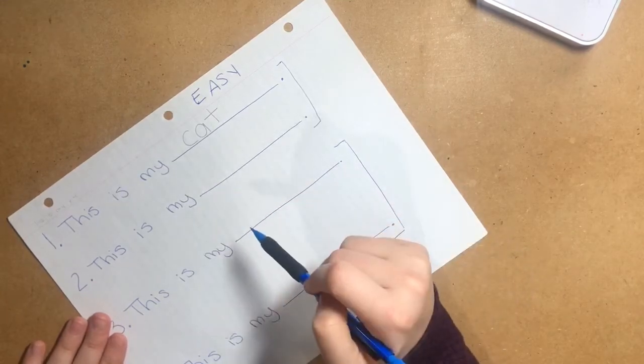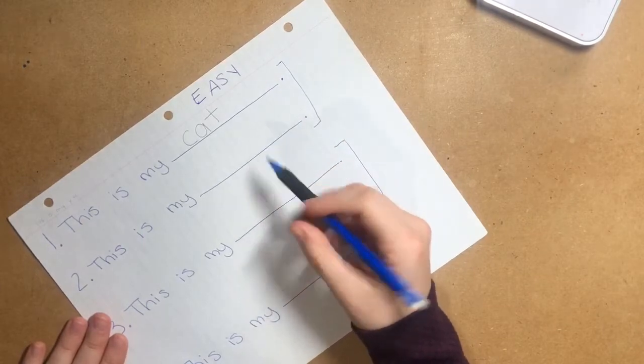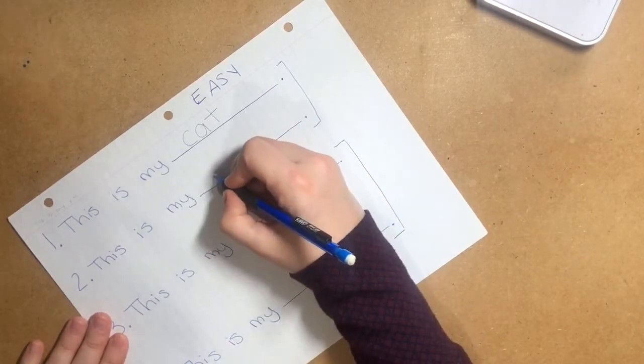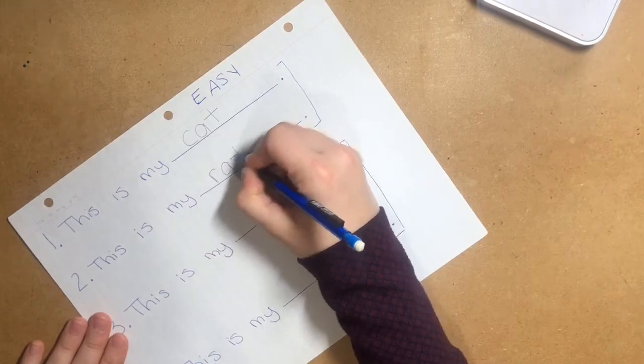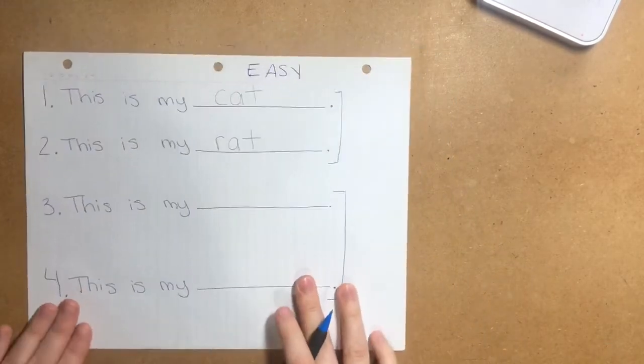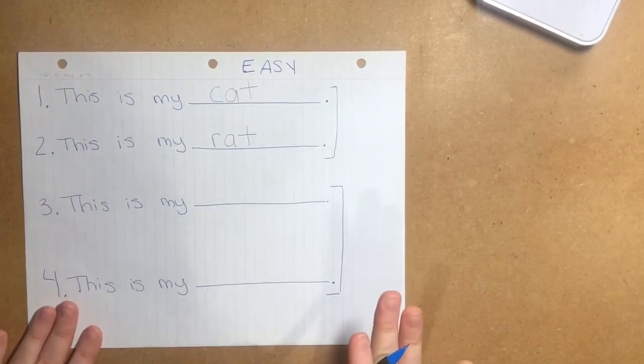And that wouldn't really make sense here. We need some kind of object or a noun to put right here. So how about, this is my cat, this is my rat. Let's just put rat for this first one. Alright, so far we have, this is my cat, this is my rat.